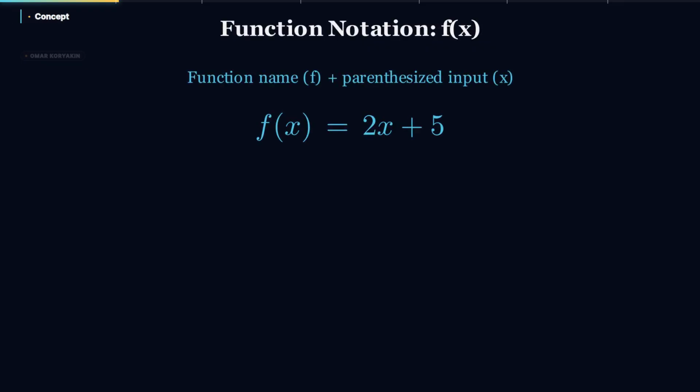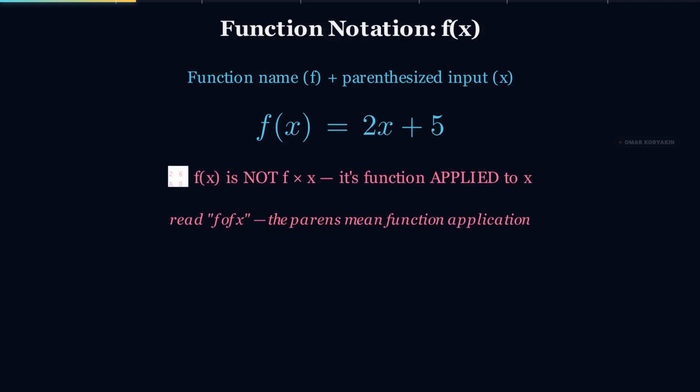Function notation writes a function as f of x equals some expression involving x, where f is the function name and x is the input variable in parentheses. The notation makes the input-output structure explicit and is universal across mathematics, programming, and applied science. The function name f is just a label. Other common names include g, h, V, and discipline-specific symbols.